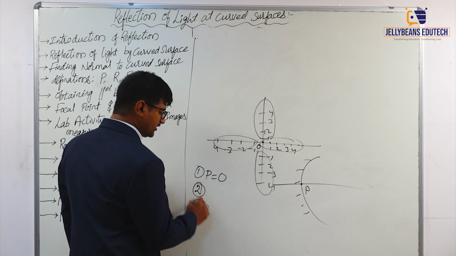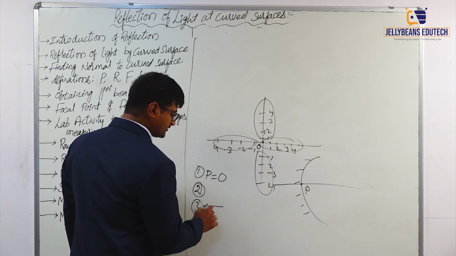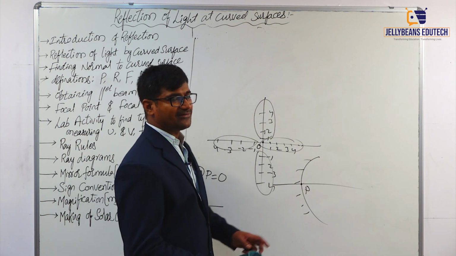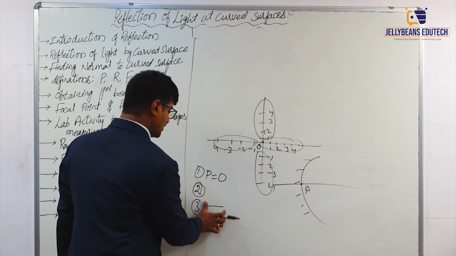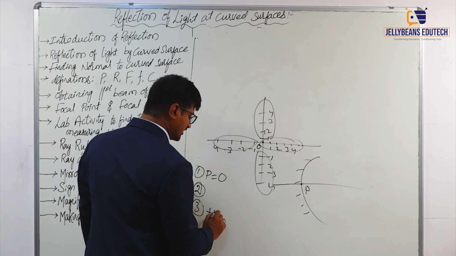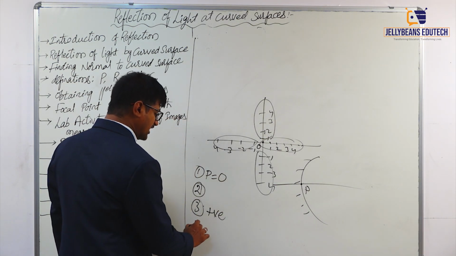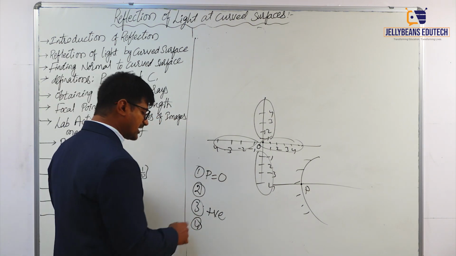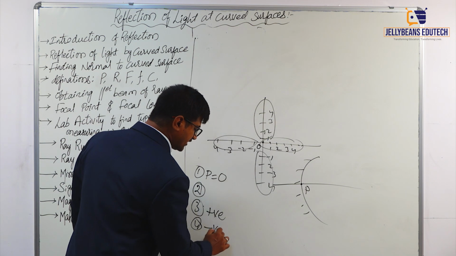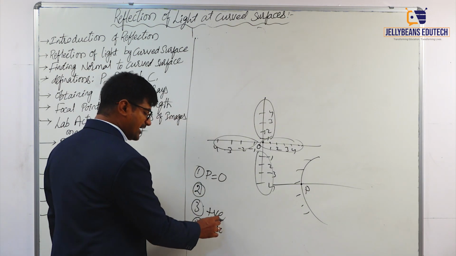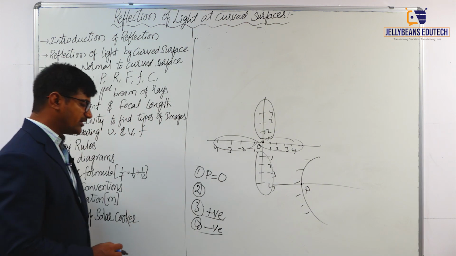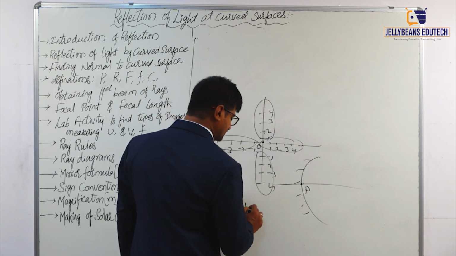Next, third point: along the incident light ray, we consider the value as positive, and if the values are opposite to the incident light ray, we consider them negative. Along the incident light ray, the values are positive. Opposite to the incident light ray, the values are negative. Next, the fifth one.